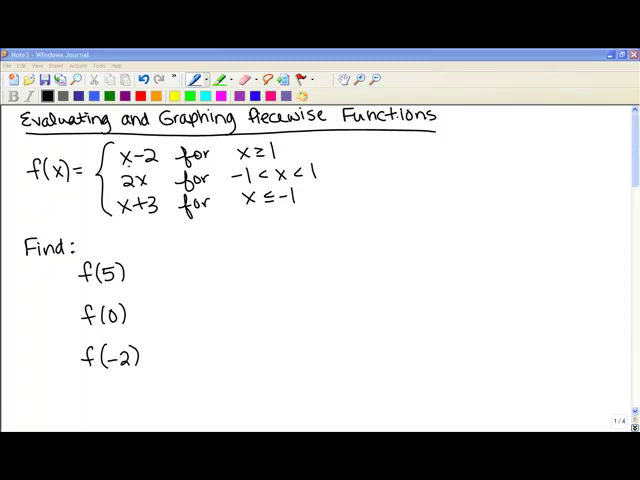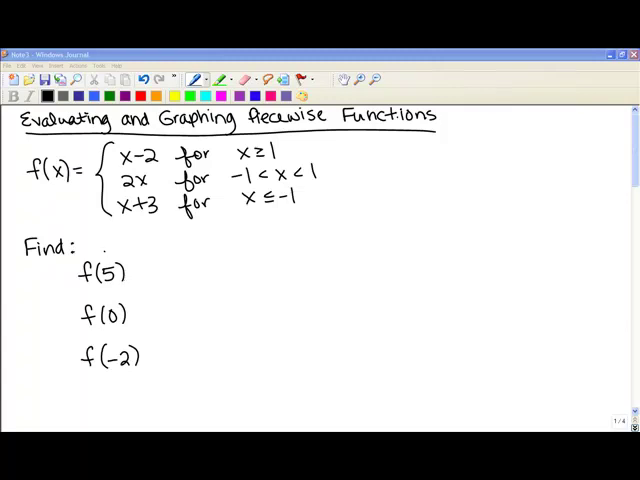So we would use the piece x minus 2 when x is greater than or equal to 1. We would use the piece 2x when x is between -1 and +1. And we'll use x plus 3 when x is less than -1. So suppose we want to evaluate the following. We need to find f of 5.